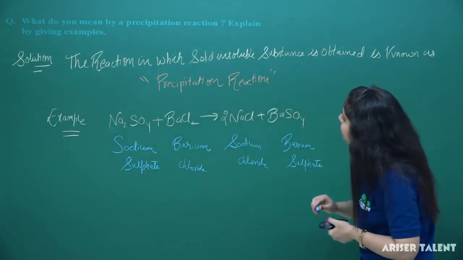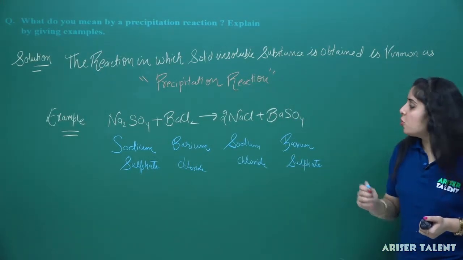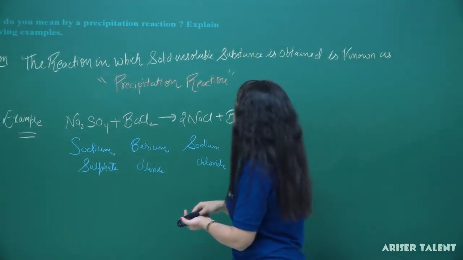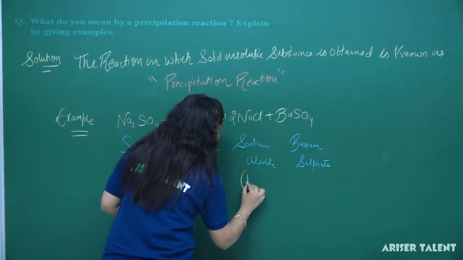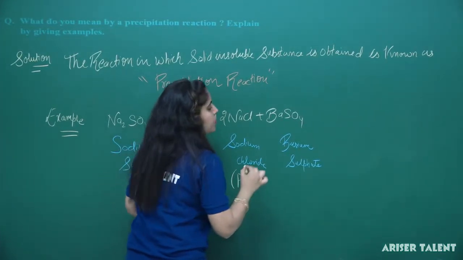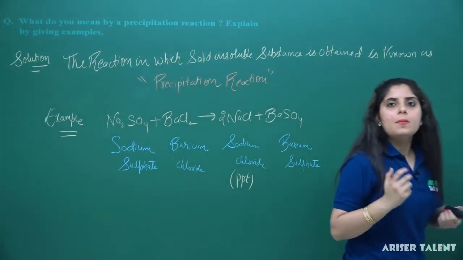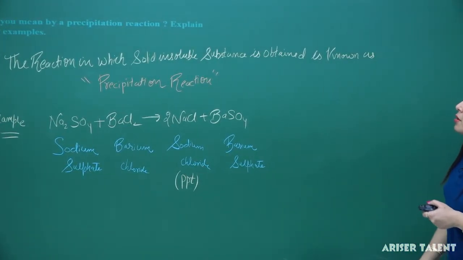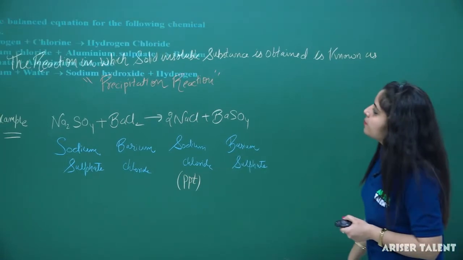Now what happens in this equation? We have got NaCl, which is obtained as a powdery substance and settled as a precipitate. So the precipitate obtained here will be of the sodium chloride. So this is all about the precipitation reaction. Now we are coming to our next question.